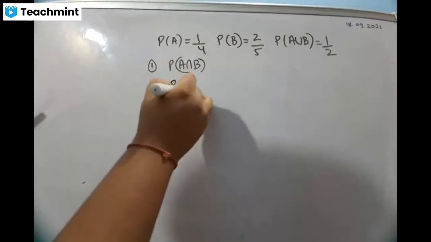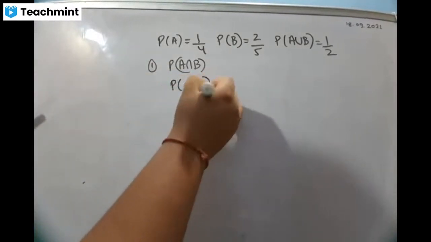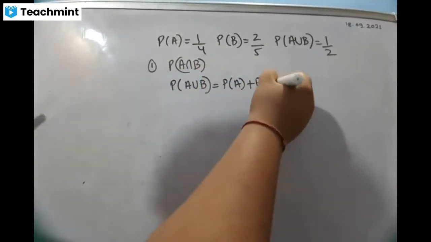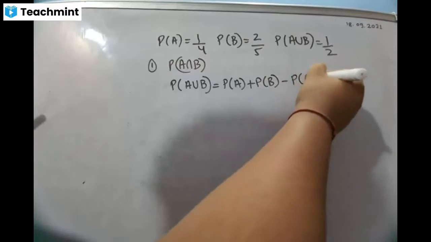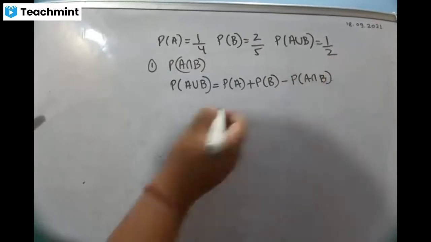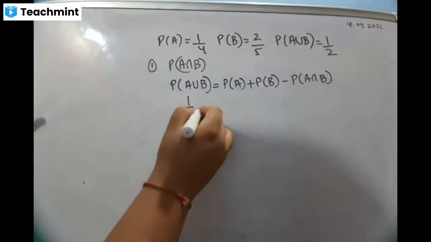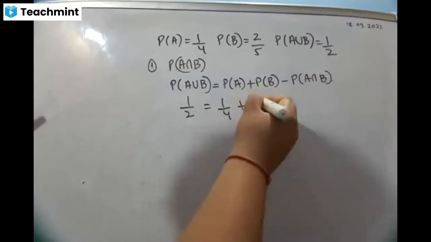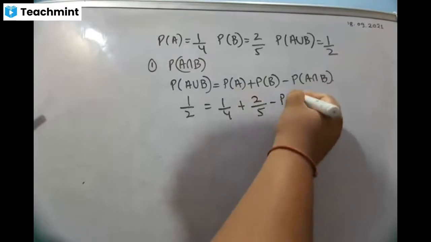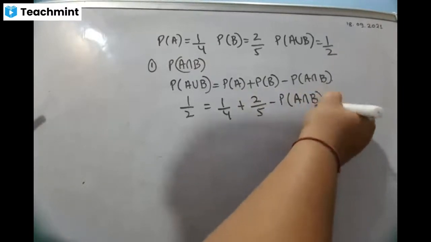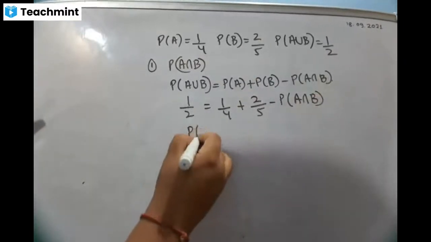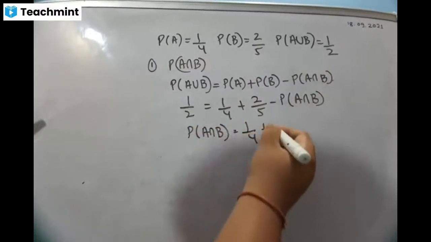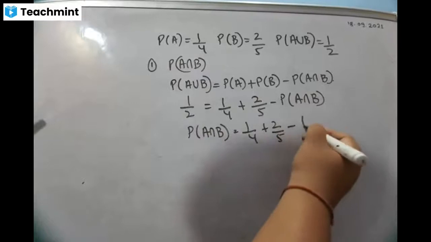The formula which you know, the first formula: probability of A union B is probability of A plus probability of B minus probability of A intersection B. Put the values. What is A union B? 1 by 2. Probability of A is 1 by 4. Probability of B is 2 by 5. And in your entrance exam, this will be one of the questions. So probability of A intersection B, bring it this side. So probability of A intersection B will be 1 by 4 plus 2 by 5 minus 1 by 2.